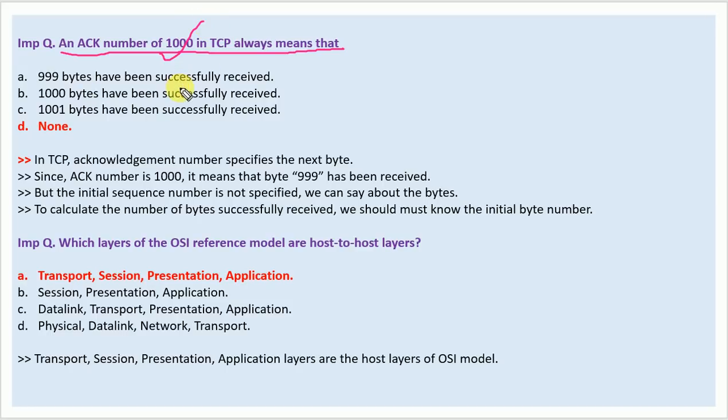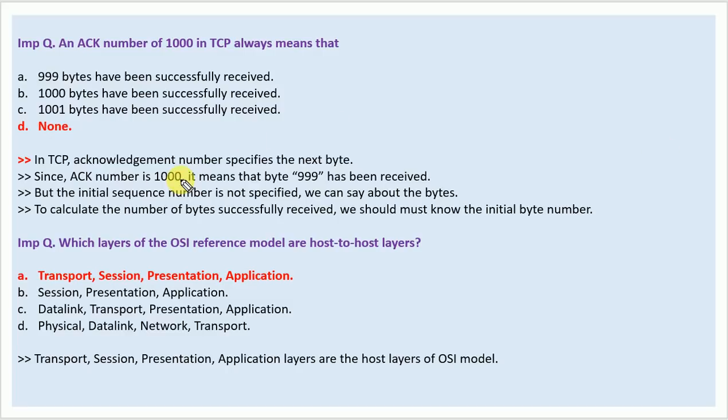So let's discuss the options first. The options are: 999 bytes have been successfully received, 1,000 bytes have been successfully received, and 1001 bytes have been successfully received. If I have an acknowledgement number of 1000 with me, what can I predict? After going through the explanation, you will know why I have marked the correct answer as none. The correct answer of this question will be none.